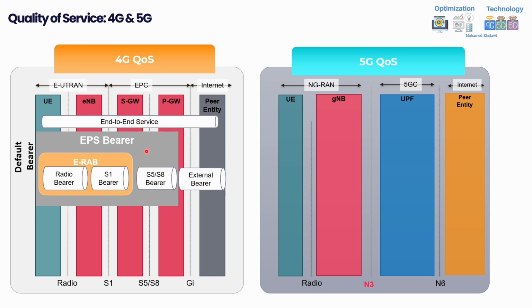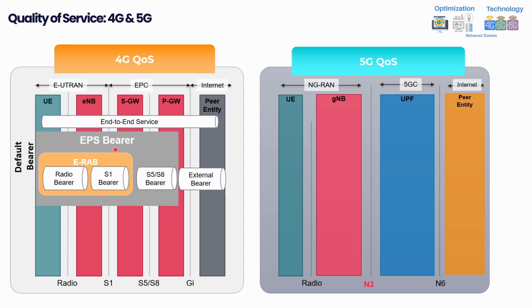So again, to rephrase it, the EPS bearer is responsible for the quality of service mapping. However, the main point I want you to keep in mind is that in 4G, the EPS bearer can only have one-to-one mapping to the quality of service.